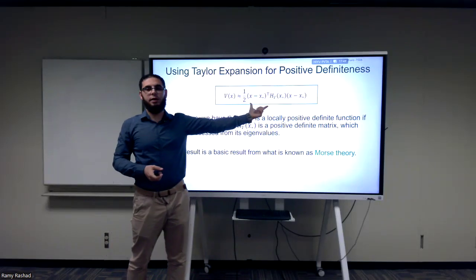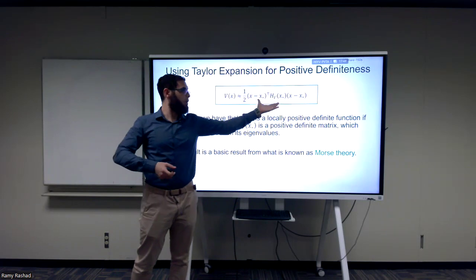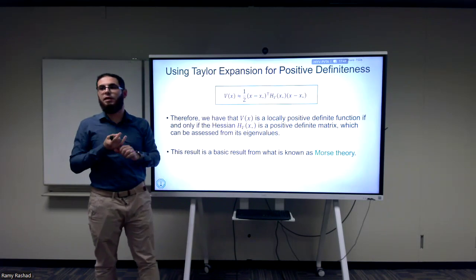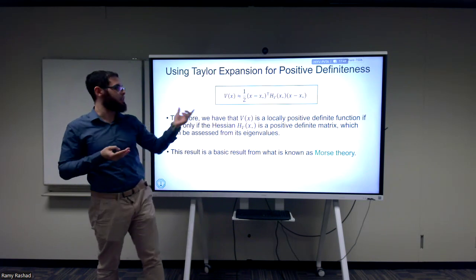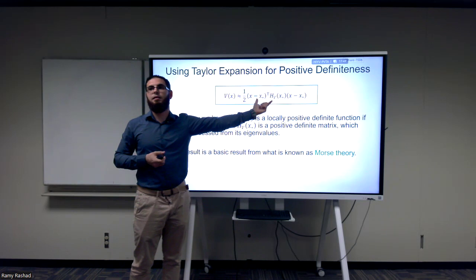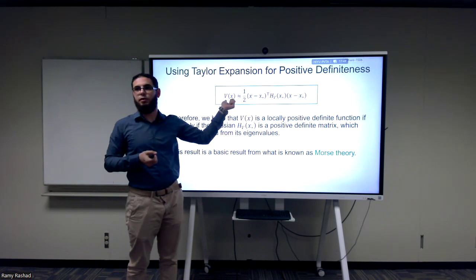So this equation and this result means that positive definiteness, positive semi-definiteness, negative definiteness, negative semi-definiteness, I can always evaluate by looking at the Hessian of this function. Yes, Mark.